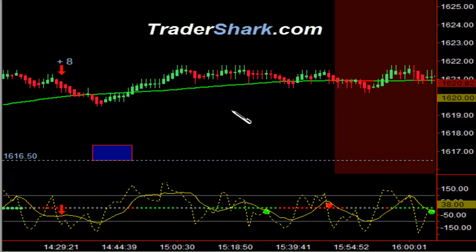So again, remember, after that 2 o'clock time frame, we like to see at least a pullback in order for the market to rise into the close. If you don't get that pullback, then you will tend to see either a sideways chop or a reversal.